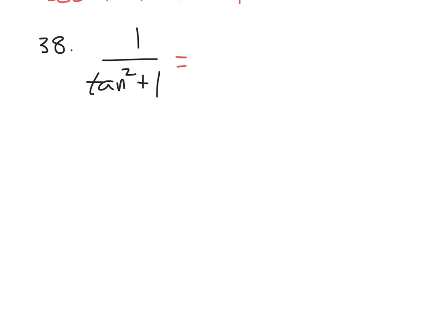Tangent squared plus 1 is the same as secant squared, so then we really have just secant squared of x, and then you would never really leave it that way, right? Secant, 1 over secant is the same as cosine squared of x.